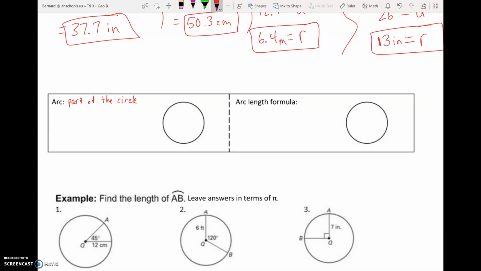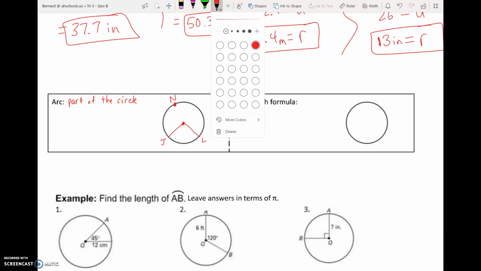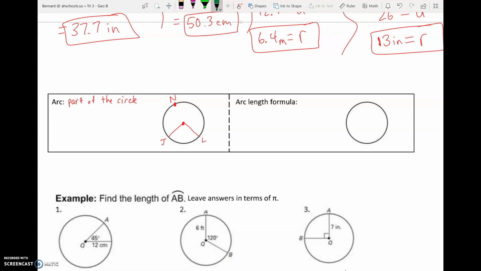And so let's draw some things on this circle. Put a center. I'm going to put something down like this. So here's like an angle coming out of the center. We call that a central angle. We'll put a J here. We'll put an L here. And then on the back side, I'm just going to put a third point on our circle, and we'll call that point N.